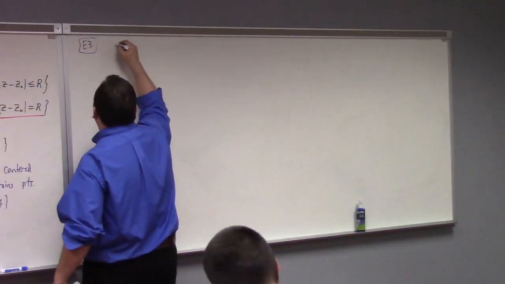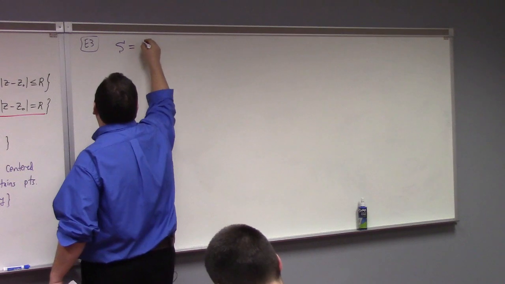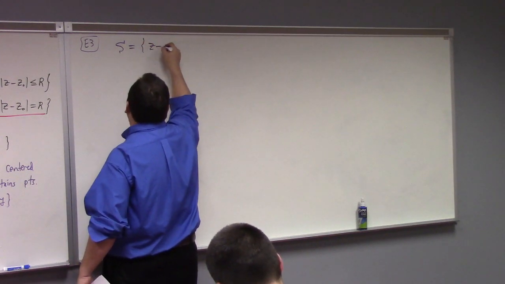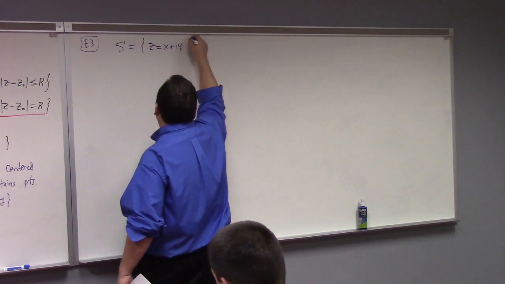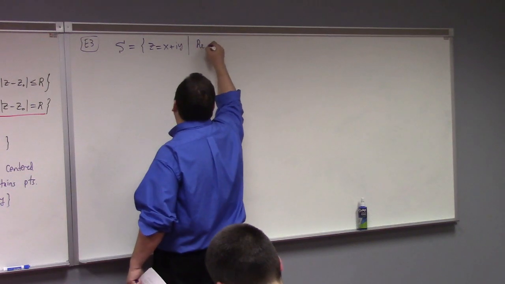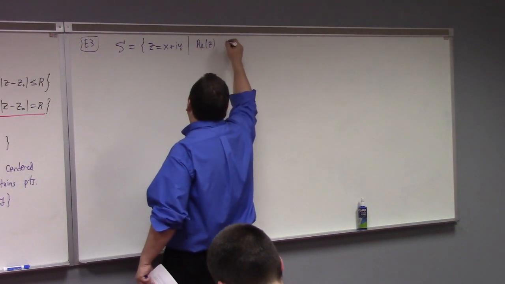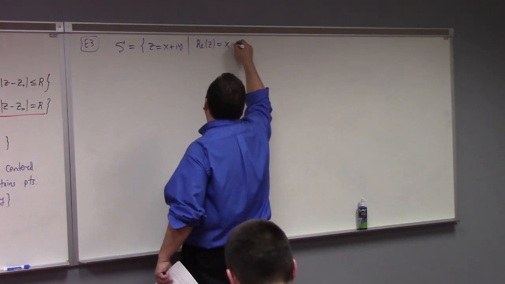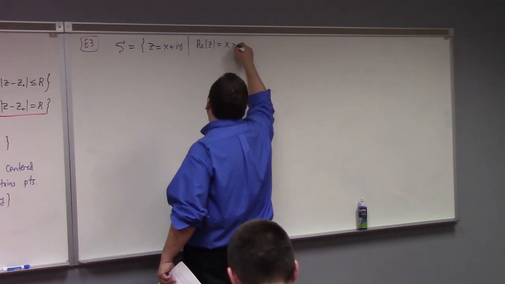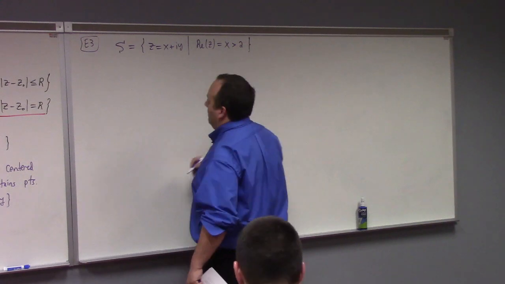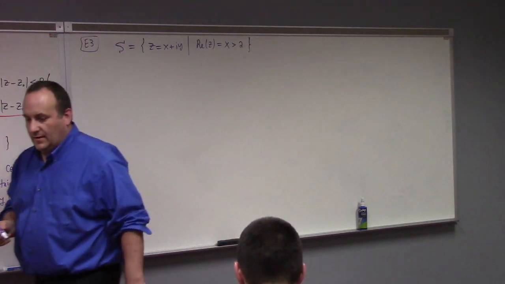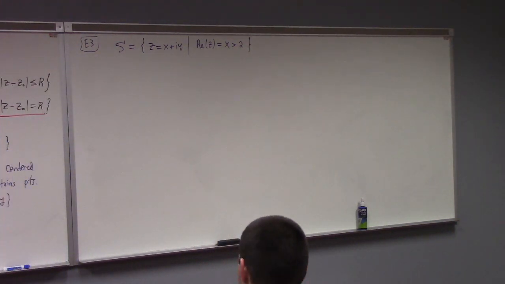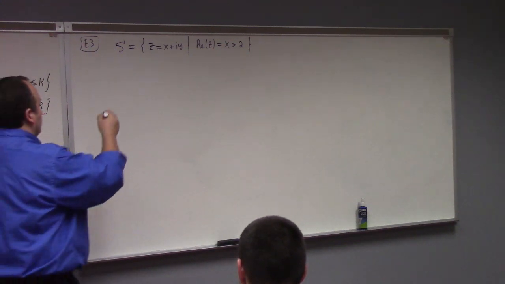Let us consider the set S equal to z equals x plus iy, such that the real part of z, which of course is x, is greater than 2. I would like to prove to you that that's an open set. All right, that's what we're going to do. Prove it's open.